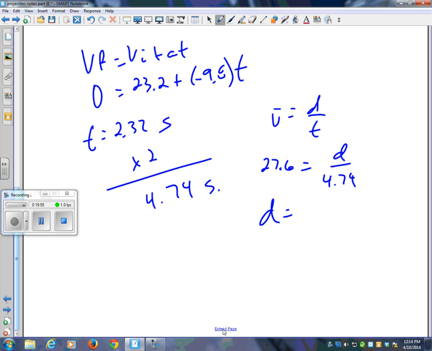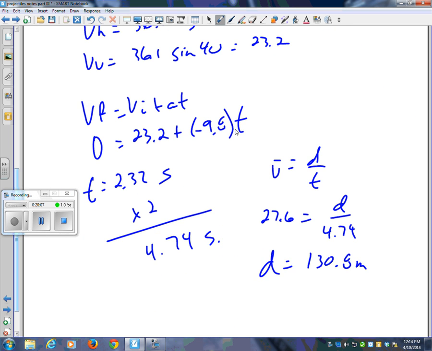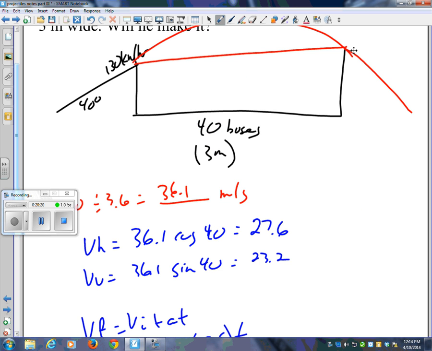4 times that is well over 100, isn't it? What is that going to be? 130.8. And then I guess it's just a matter of figuring out 40 times 3, which is 120 meters. So he's got like 10 meters to spare, right? In fact, 10 meters to spare is quite a bit. He probably wants to do what? 30-meter ramp. Yeah, he probably wants to make sure that he lands somewhere in the middle of the ramp, right? Give himself some buffer here and buffer there.